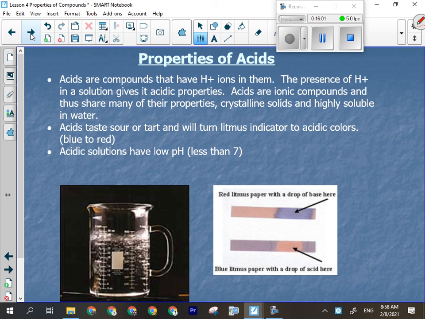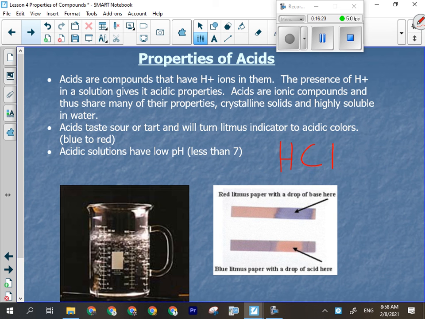Citric acid is an example. It's actually a molecular compound. It's not a strong acid. It has a pH of 4. Rain can have a pH of 4, so it's not something that's super acidic. So strong acids are going to be ionic compounds, and they're going to contain hydrogen as the metal.